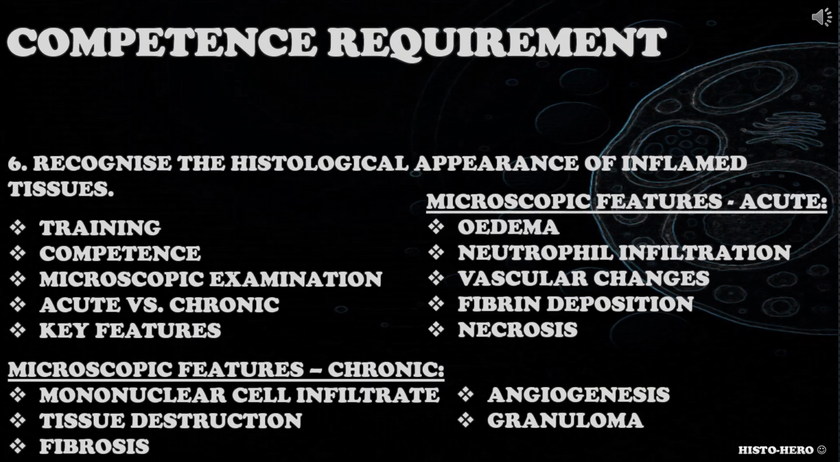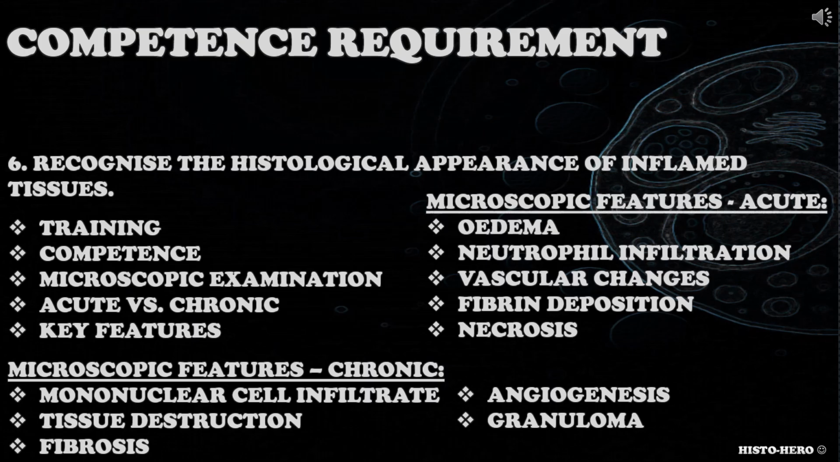The sixth competence requirement is recognize the histological appearance of inflamed tissues. Candidates should be able to recognize inflamed tissue. Can the candidate recognize inflamed tissue? Can they recognize histological features of inflamed tissue? Can they differentiate between chronic and acute inflammation?